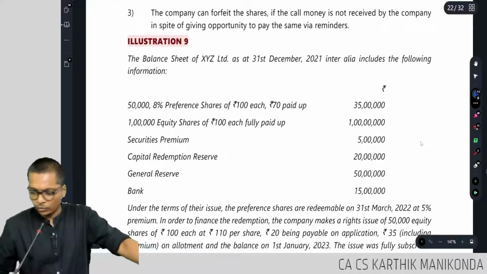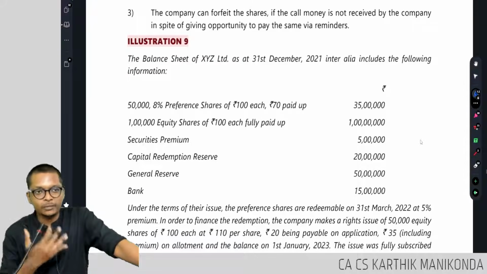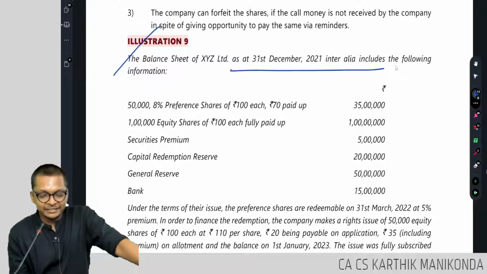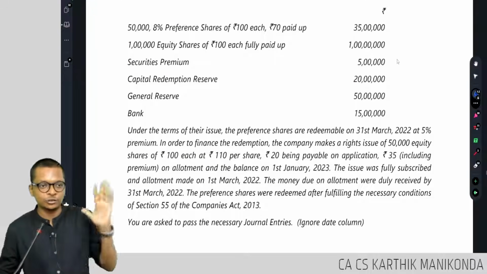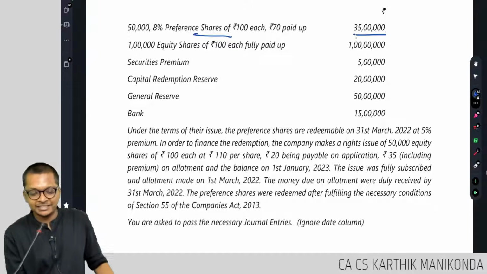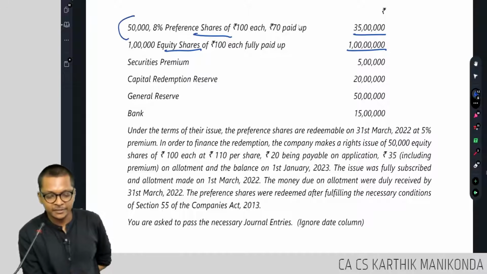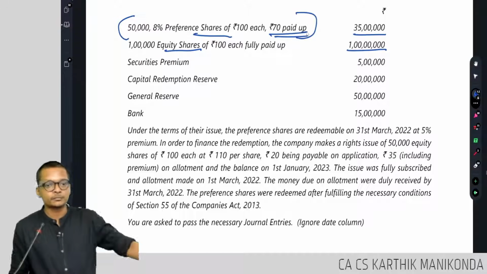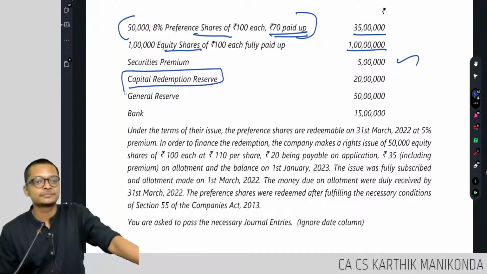Perfect. Now, illustration 9 is nothing new. Same sum, one more model. Balance sheet is given as follows. By the time I read the question, you will know how I should do this. Preference shares is 35 lakhs. Equity shares is 1 crore. But the difference is, this preference shares is 70 paid up. Securities premium 5 lakhs. CRR is already there in the question.